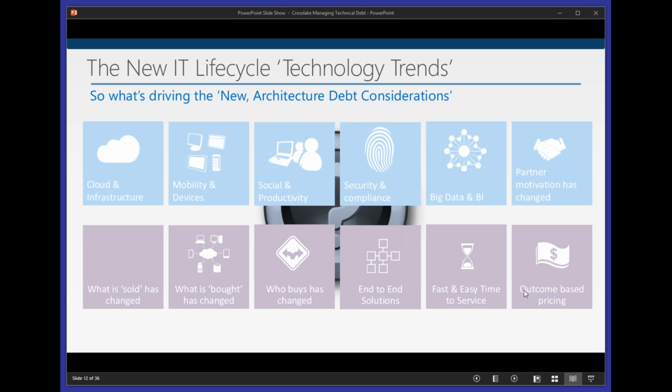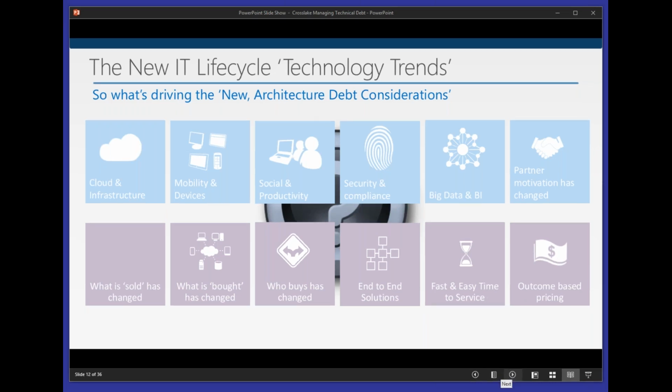So if you're on that roadmap for modern architectural approaches such as DevOps and microservices and cloud, these are the things where you have to course correct slightly, if you do have a framework that you're following for managing unmanaged technical debt, to factor where technical debt could be coming in regards to the new IT lifecycle technology trends that you'll be experiencing as well.